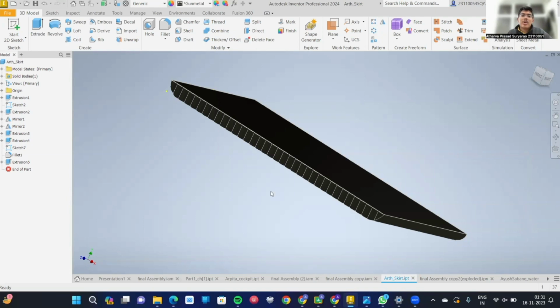Hello everyone, I am going to explain some of the parts of our AutoCAD model. The first part which you see on the screen is known as the skirt of the hovercraft, and it has been modeled by Earth Dubai.